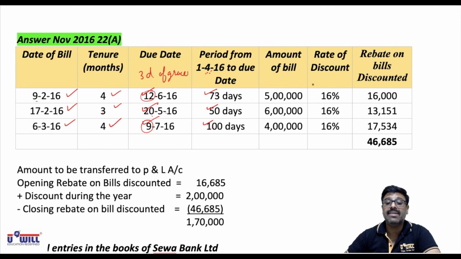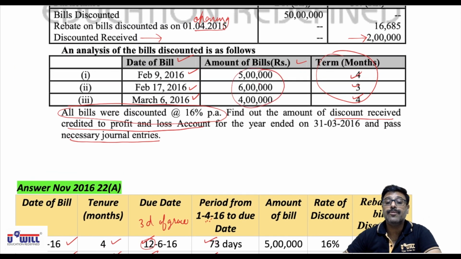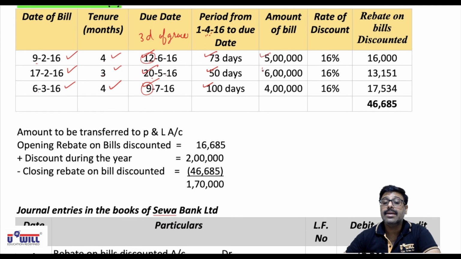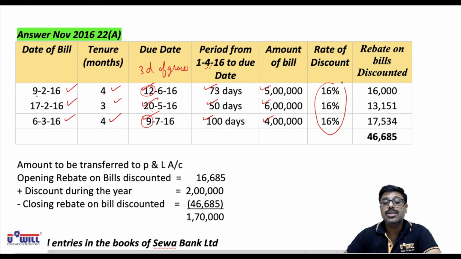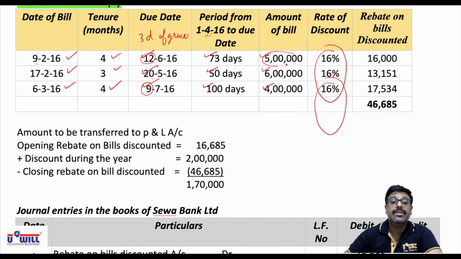Amount of bill are directly given: 5 lakhs, 6 lakhs and 4 lakhs. Rate of discount given in the paragraph for all the three bills is 16%. So 5 lakhs into 16% into 73 by 365, 16,000. 6 lakhs into 16% into 50 by 365, 13,151. 4 lakhs into 16% into 100 by 365, 17,534. Total 46,685. You all must have got this.